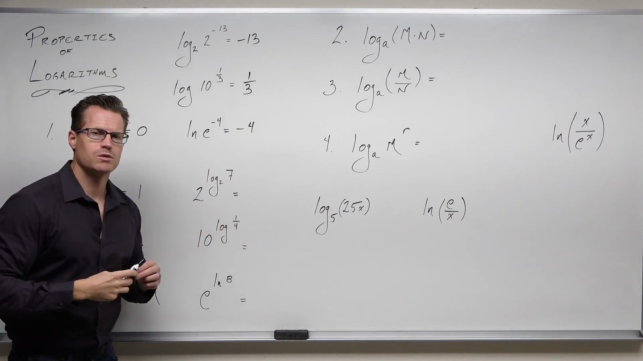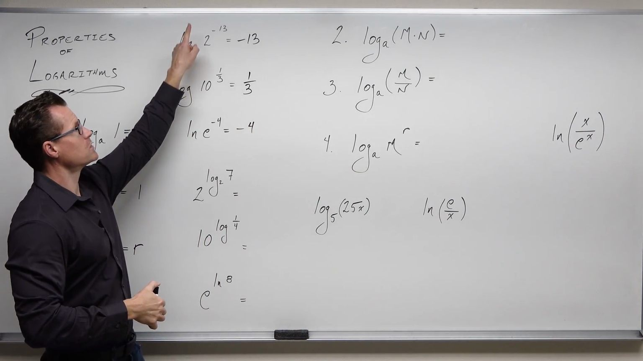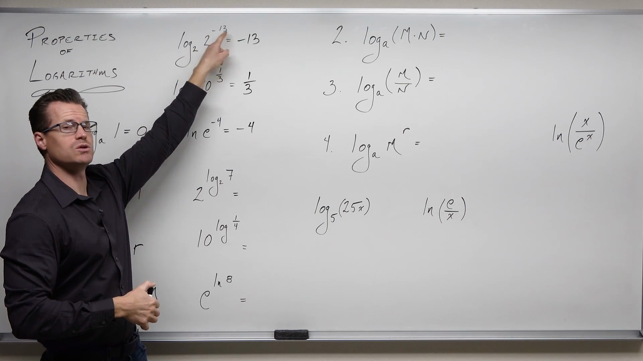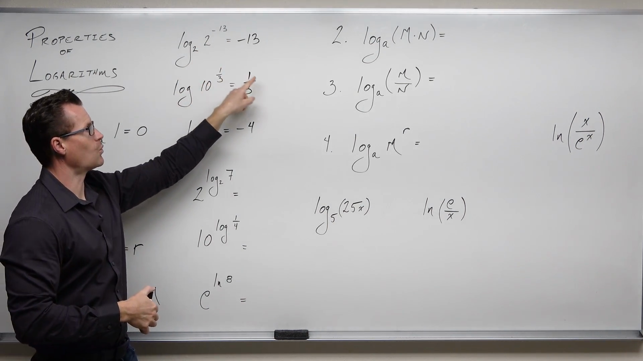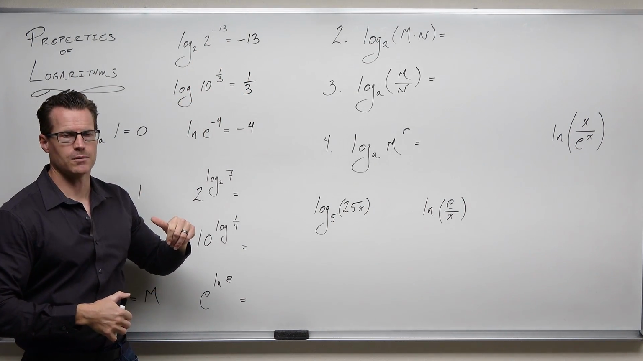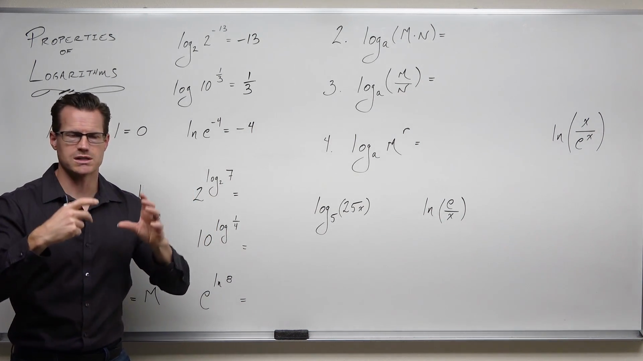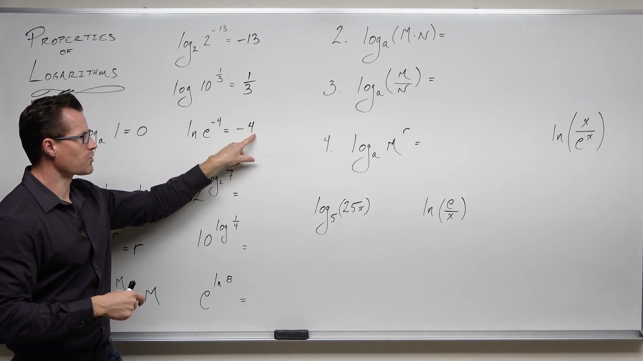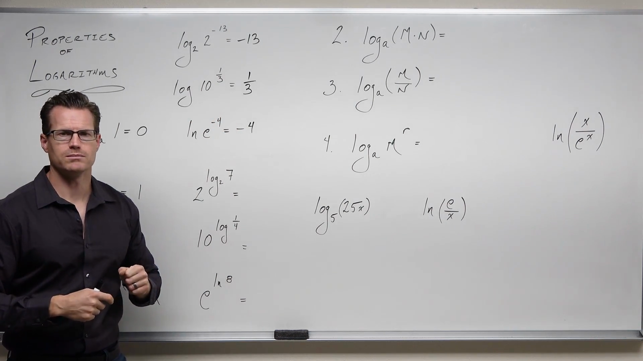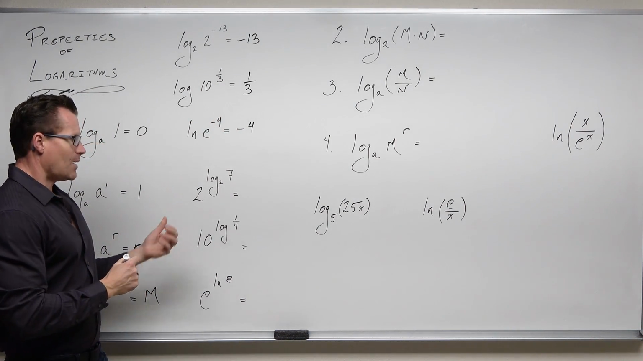All of these things should make sense to you. 2 to the -13th power equals 2 to the -13th. 10 to the 1/3 power equals 10 to the 1/3 power. They're trivial statements. Why? Because you've composed a function on its inverse. E to the -4th power equals e to the -4th power. Yep.